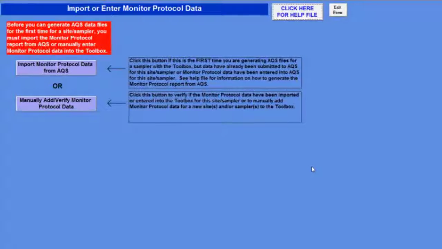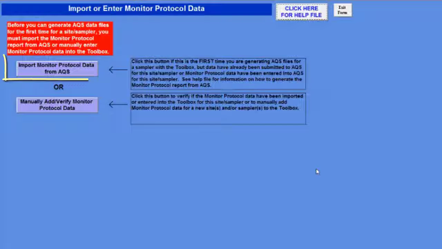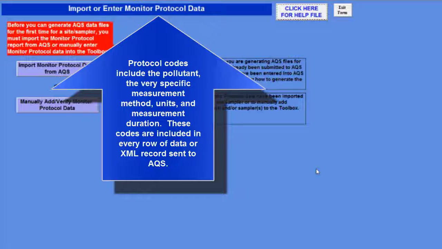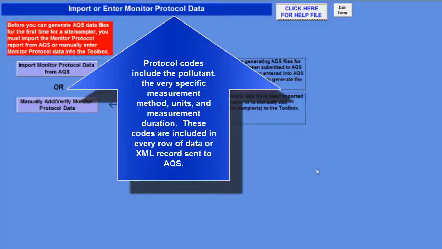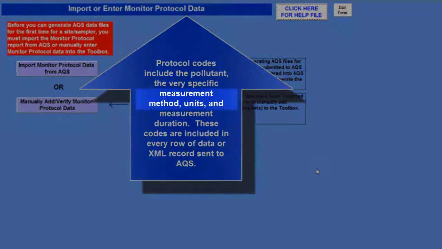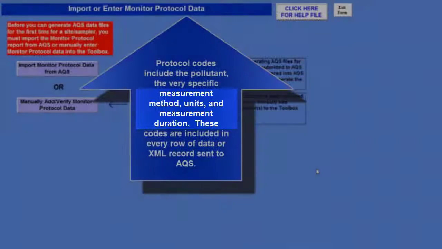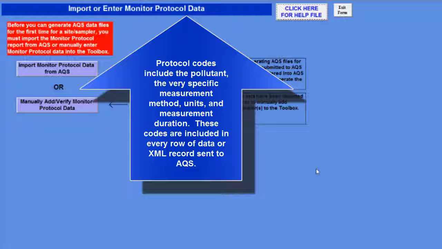There are 2 different buttons. The first button says import monitor protocol data from AQS. Just an explanation: monitor protocol data are sampling methodologies. Monitor protocols is what they are called in AQS. What they consist of is the pollutant code, the method code, the unit code, the duration code. All of those things that you need to associate with your data in AQS are considered monitor protocol data. Remember that these codes are included in every single row of the data file that you submit to AQS. This is the way that AQS communicates with the Toolbox, and they tell each other what the data are.